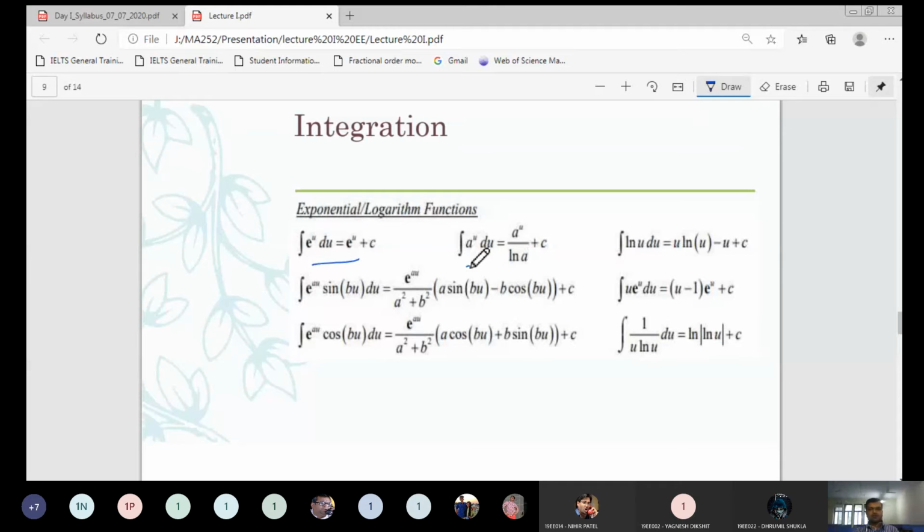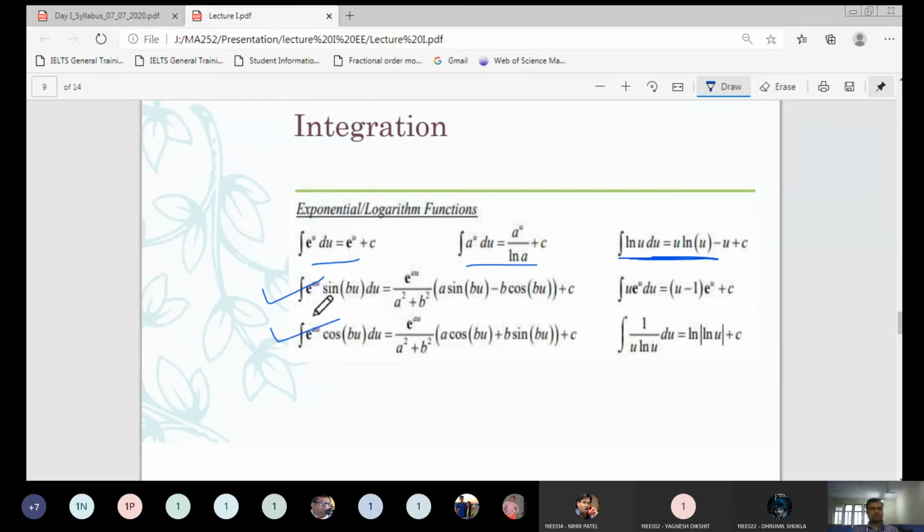Integration of exponential and logarithm functions. You also know about this. Integration of e raised to x is e raised to x. Integration of a raised to x is a raised to x upon log a. Integration of ln x is x ln x minus x. Here we use the chain rule in the product of integration. These formulas will be useful in our course.